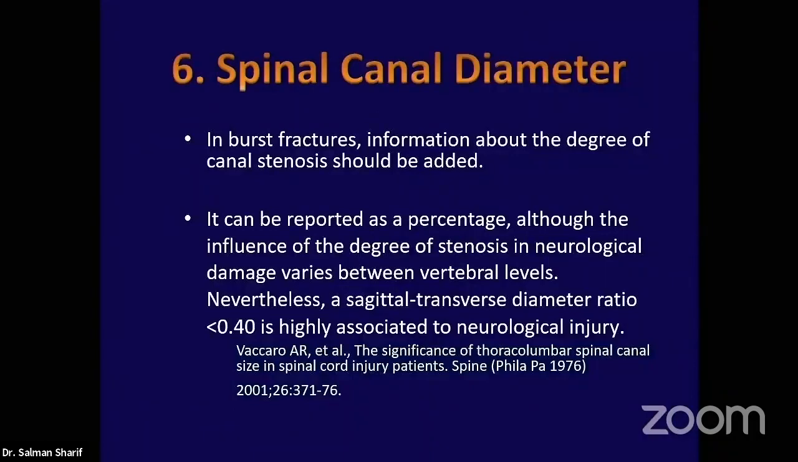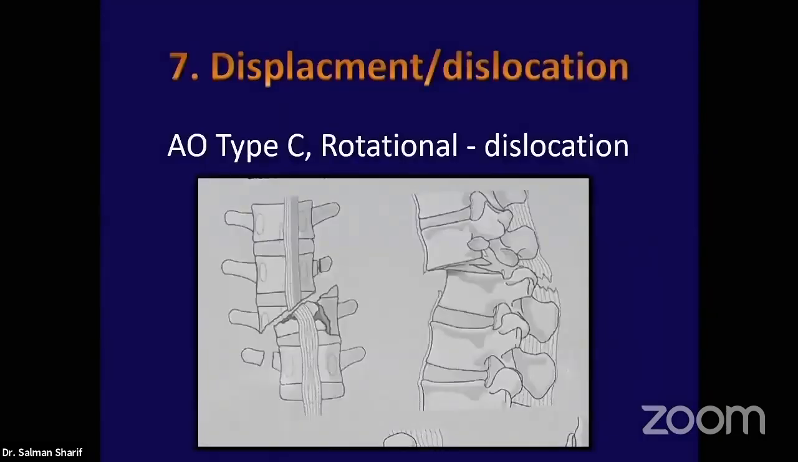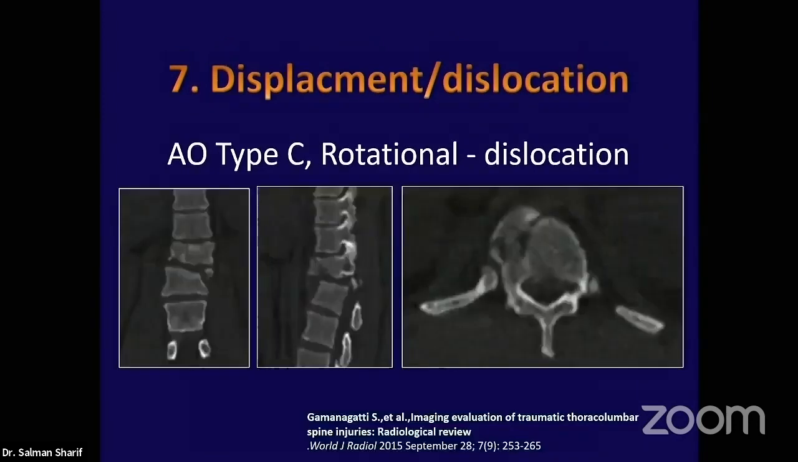Then spinal canal encroachment, as already said before. In burst fracture, information about the degree of canal stenosis should be added. It can be reported as a percentage, although the influence of the degree of stenosis on neurological damage varies between vertebral levels, but a sagittal segmental transverse diameter ratio below 0.4 is highly associated with neurological injury. You can calculate the canal narrowing by this formula, and displacement or dislocation is also an important factor.